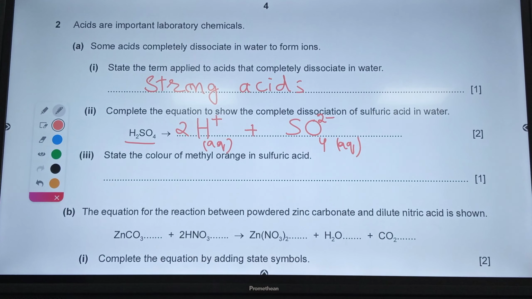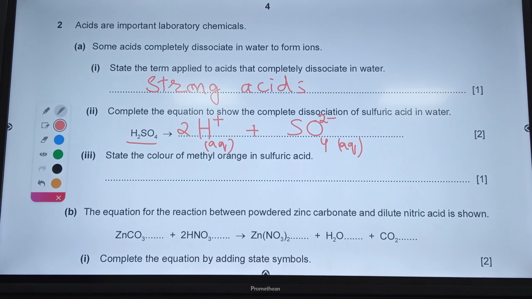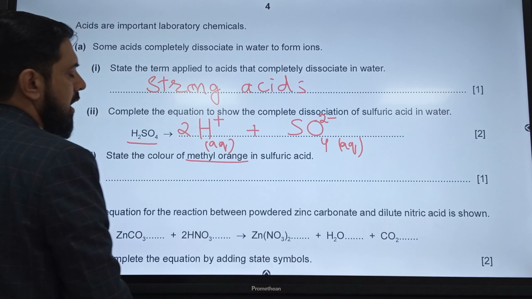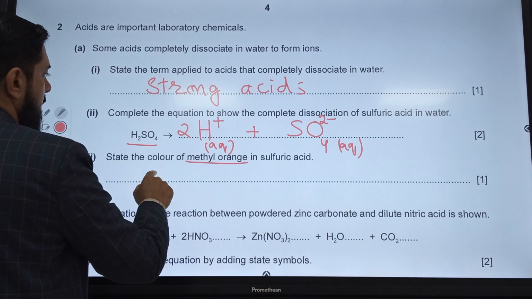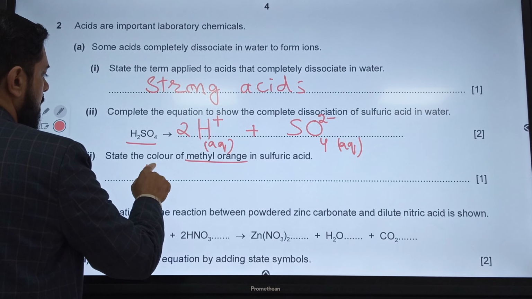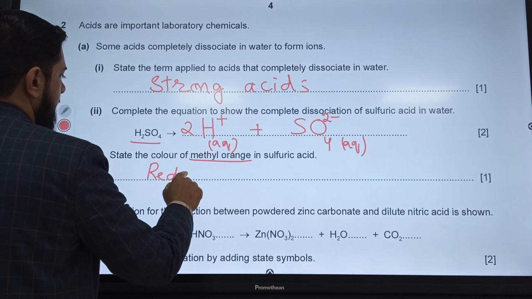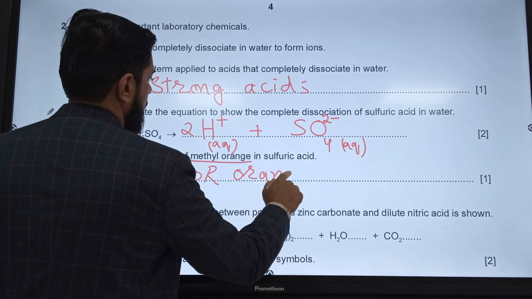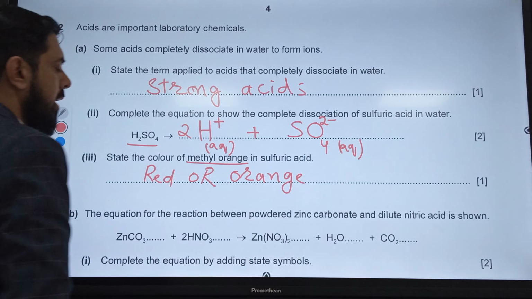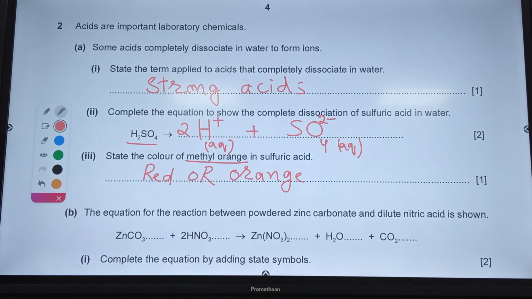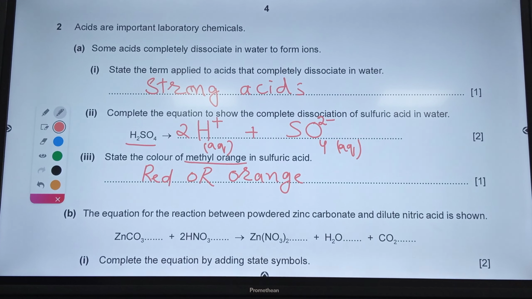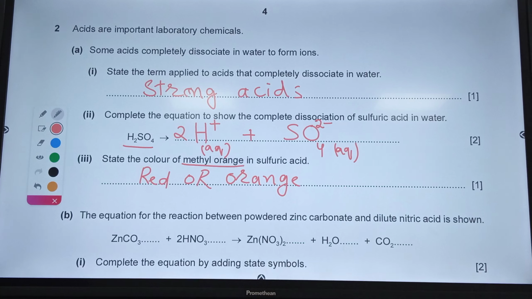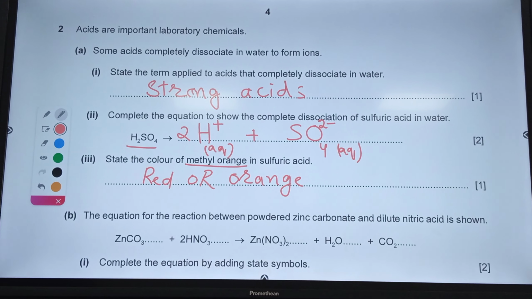And next part it says state the color of methyl orange in sulfuric acid. Remember, methyl orange is an indicator, and in acidic medium it is red or orange. You can say it is red or orange, but please in your exam write only one, red or orange. Both are correct.